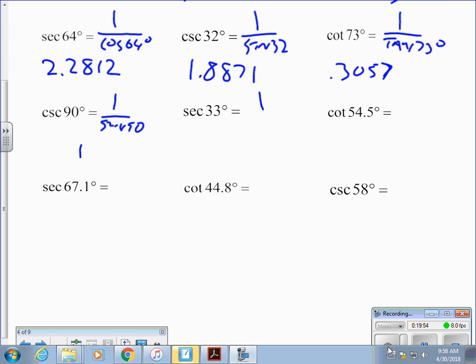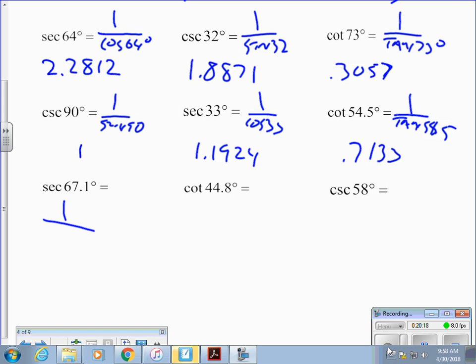Secant is 1 over the cosine of 33 degrees, which is 1.1924. Cotangent, 1 over the tangent of 54.5 degrees, and that gives you 0.7133. Secant, 1 over the cosine of 67.1, and you get 0.3891. Cotangent, 1 over the tangent of 44.8 degrees, which gives you 0.9930.